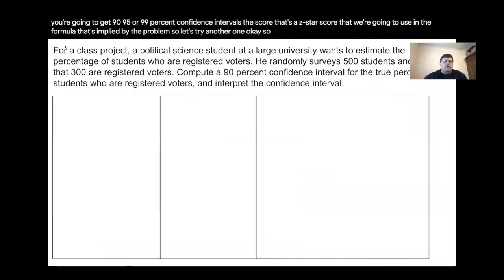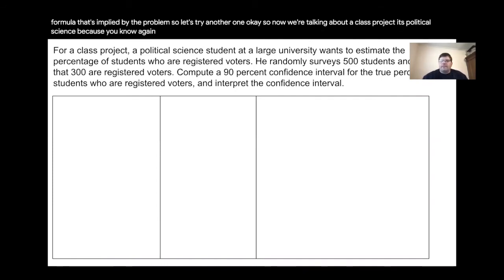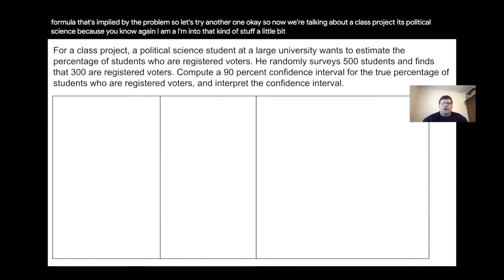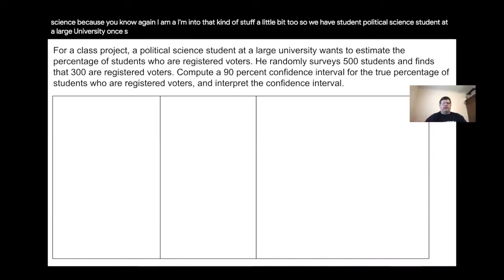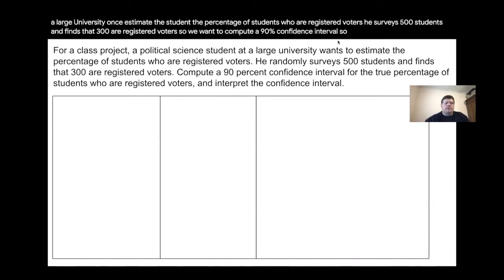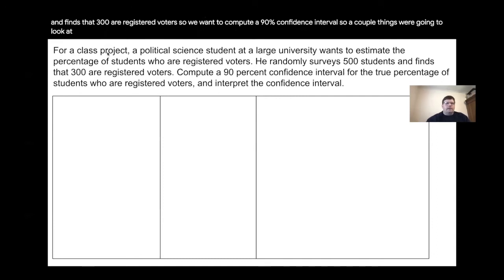Okay, so now we're talking about a class project, it's political science, because again, I'm into that kind of stuff a little bit too. So we have a political science student at a large university who wants to estimate the percentage of students who are registered voters. He surveys 500 students and finds that 300 are registered voters. So we want to compute a 90% confidence interval. So a couple things we're going to look at. 90% right here, that's going to tell me Z star is 1.645.